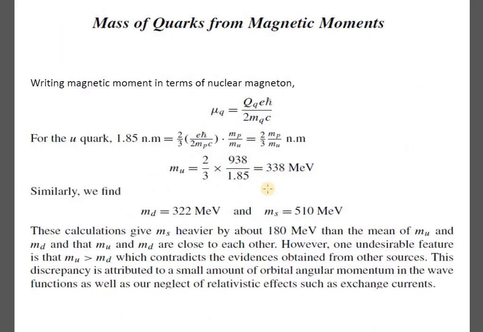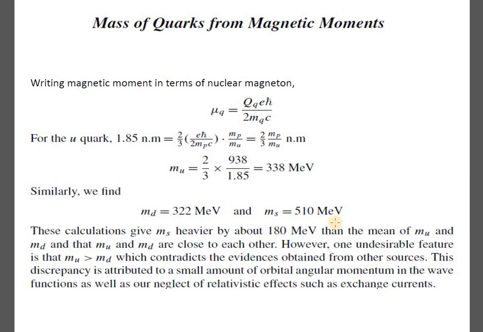You see, what we want to do is estimate the mass of quarks from magnetic moments. Now if we write the magnetic moment in terms of the nuclear magneton, I am using the h-cross and c units here. Then for the U quark, if we write it as 1.85 nuclear magneton like this, we get, using the proton mass, this value of 338 MeV. Similarly, we will find the mass of the D quark to be 322 and the S to be 510 MeV. So what do we get?